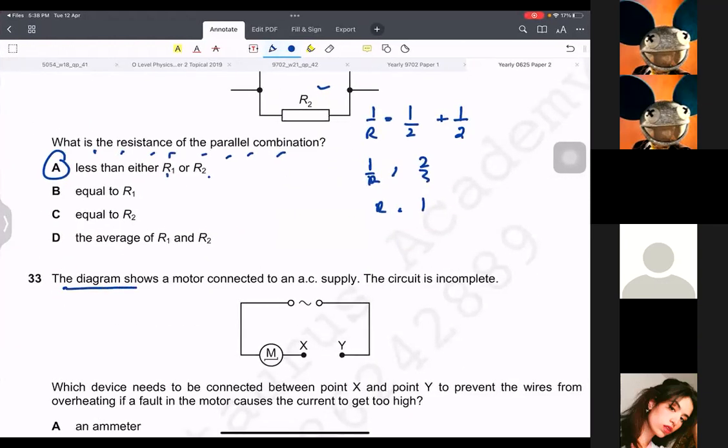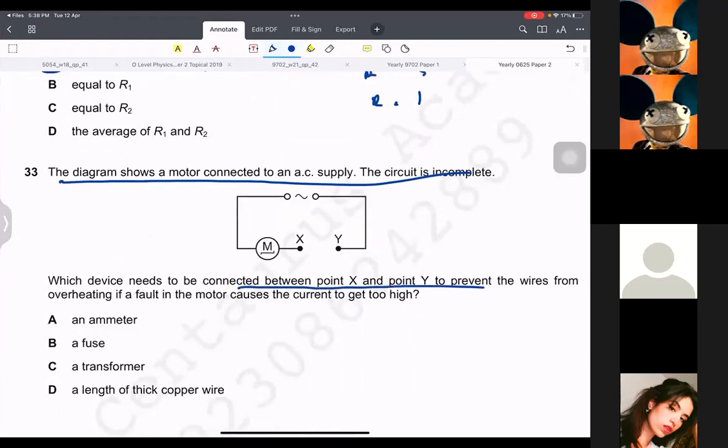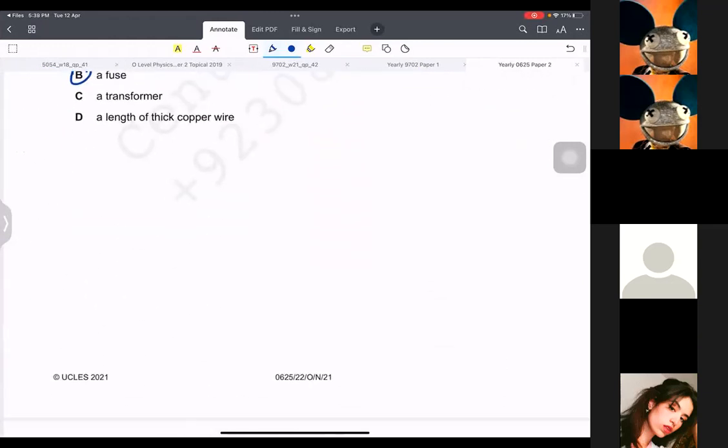Now the diagram shows a motor connected. Which device needs to be connected between X and Y to prevent the wires from overheating if there is a fault in the motor? Overheating. Well, it could be a fuse, because it would stop the current.